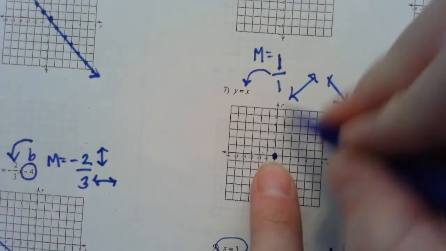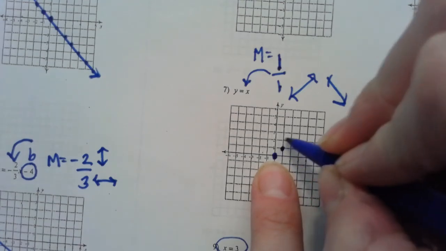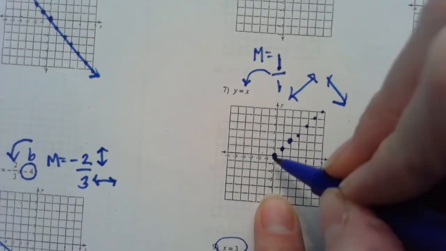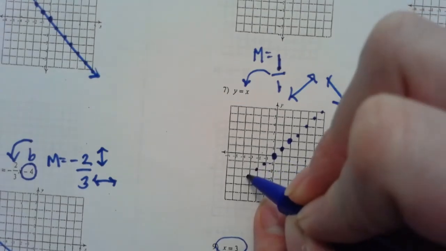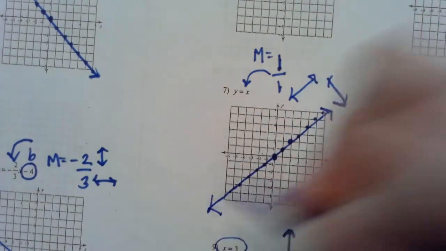So I have a positive, my rise of 1, and my run of 1. So rise 1, run 1. Rise 1, run 1. Keep going all the way across, then go back to your original dot, and then go the opposite direction, all the way across. Connect your dots using a nice long line with arrows at the ends.